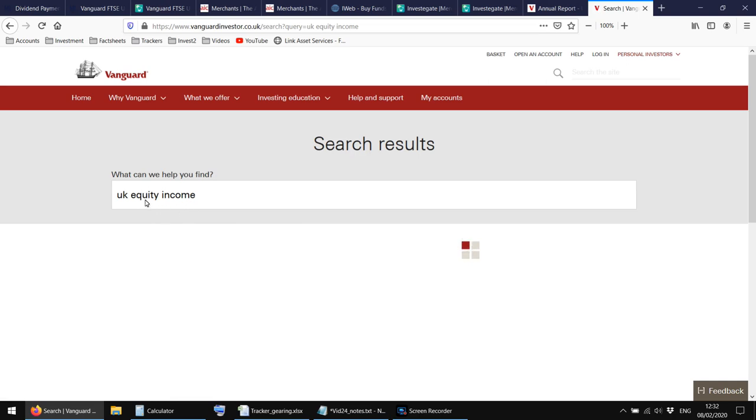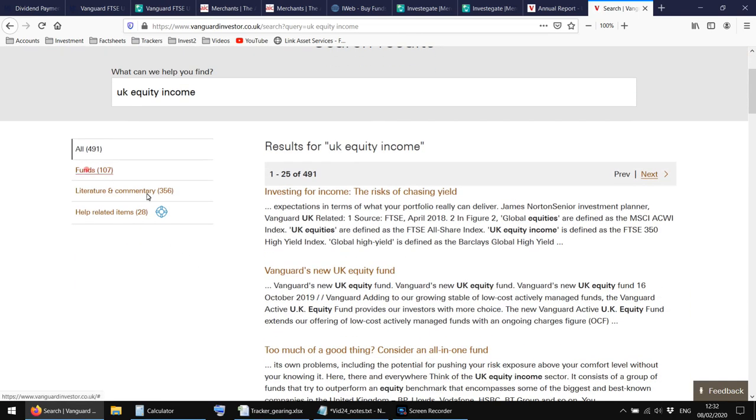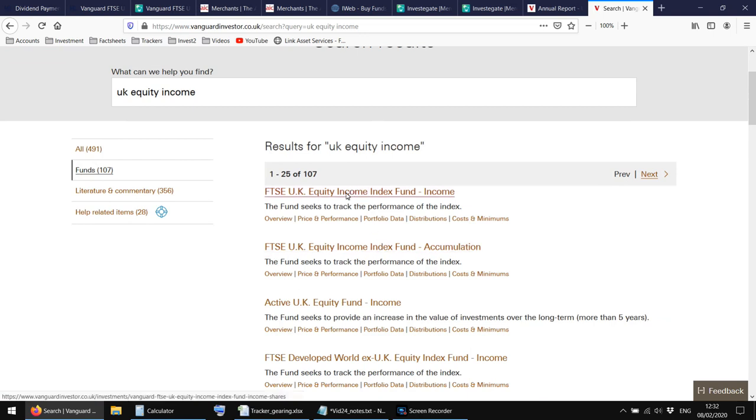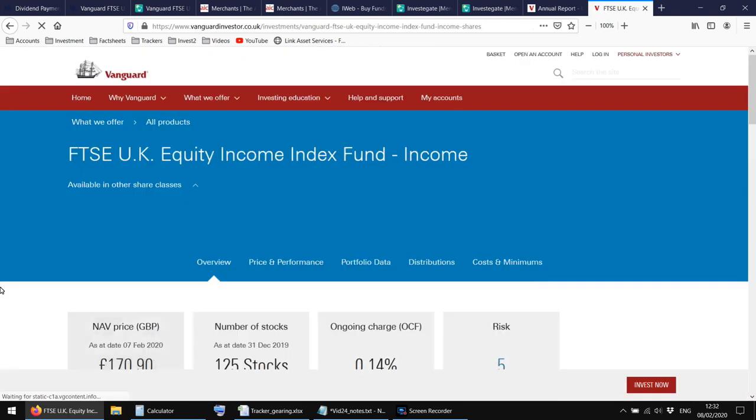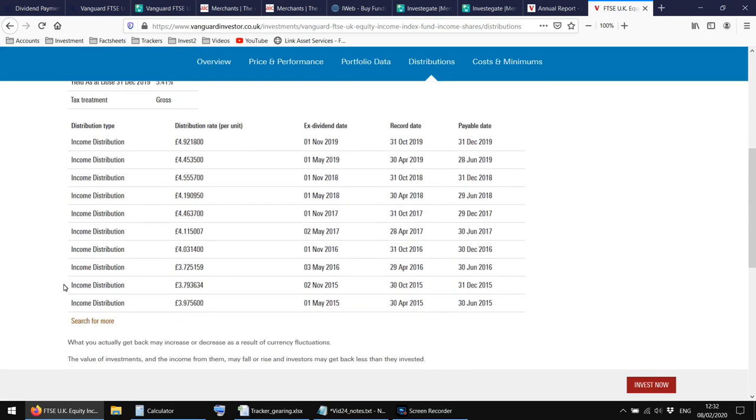I found that different search terms bring up what I'm looking for. It's a bit tricky to find funds. FTSE UK Equity Income Index Fund. That'll be the one. Oh yeah, income. Yeah, that's the one I want. That's good. Okay, cool. Distributions. There we go. Right, so there is some information.